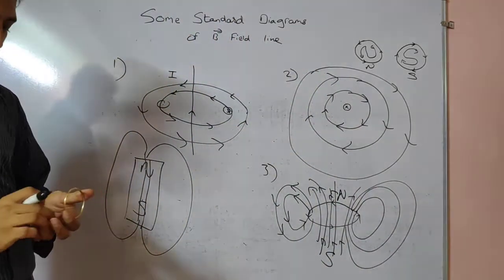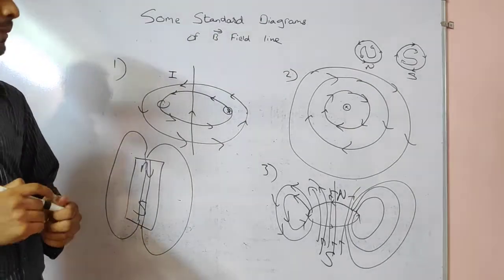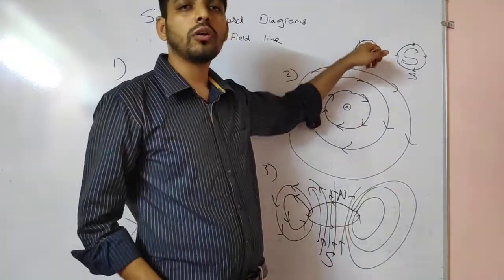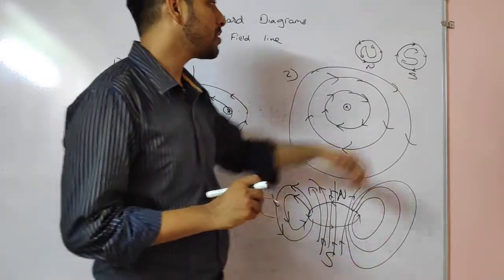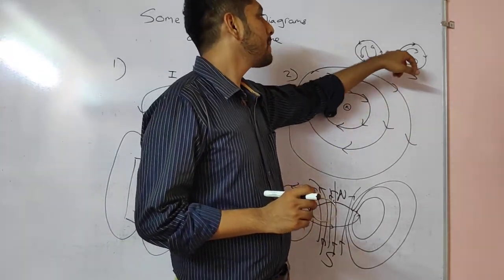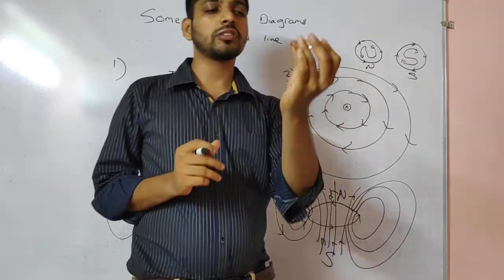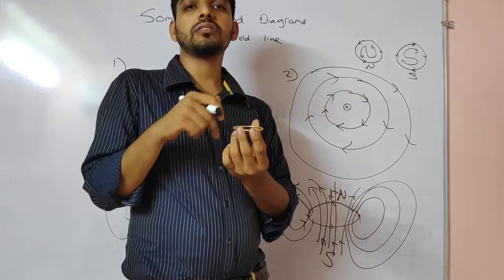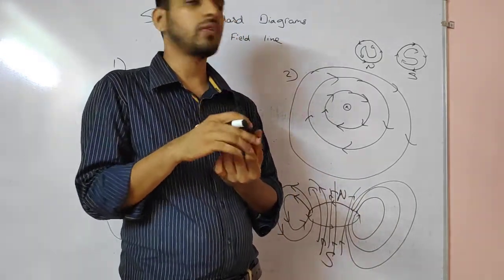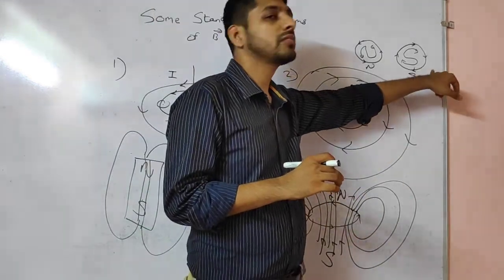Suppose you want to remember this. Okay, if you want to remember this, you can use this formula also. If you see the wire or the current that is moving in clockwise direction, then you can see that it is south pole. Suppose this is a current carrying loop. If the current is moving in clockwise direction, then it will be the south pole.